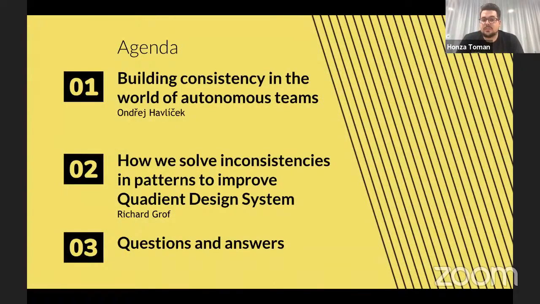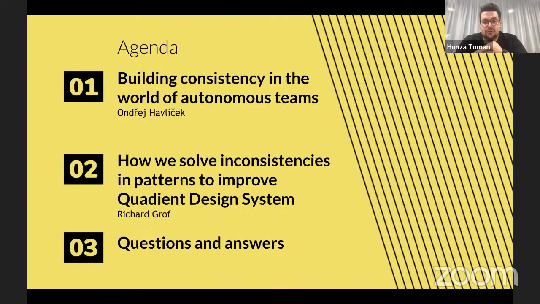I touched up the agenda a bit, so we will start with a talk from Ondřej Havlíček, building consistency in the world of autonomous teams. Then Richard will tell us more about how they solve inconsistencies in their Quadient design system. It will be a case study with a lot of examples. Then we have a Q&A session where we answer your questions.